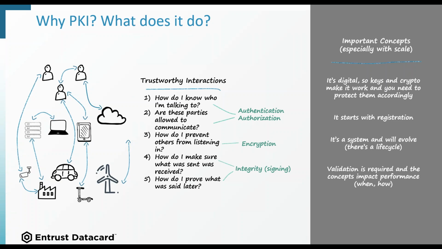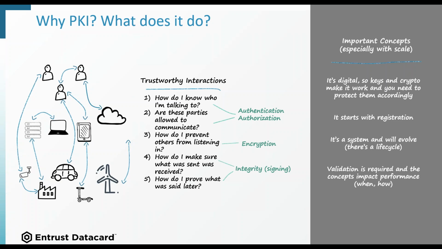The first thing is, how do I know who I'm talking to? Or if it's devices, how do they know what they're talking to? Are the parties allowed to communicate? So if it's your ecosystem, your infrastructure, do you want different parties communicating? How do I prevent others from listening in? Maybe I don't want others listening to the interaction. How do I make sure what was sent was received?